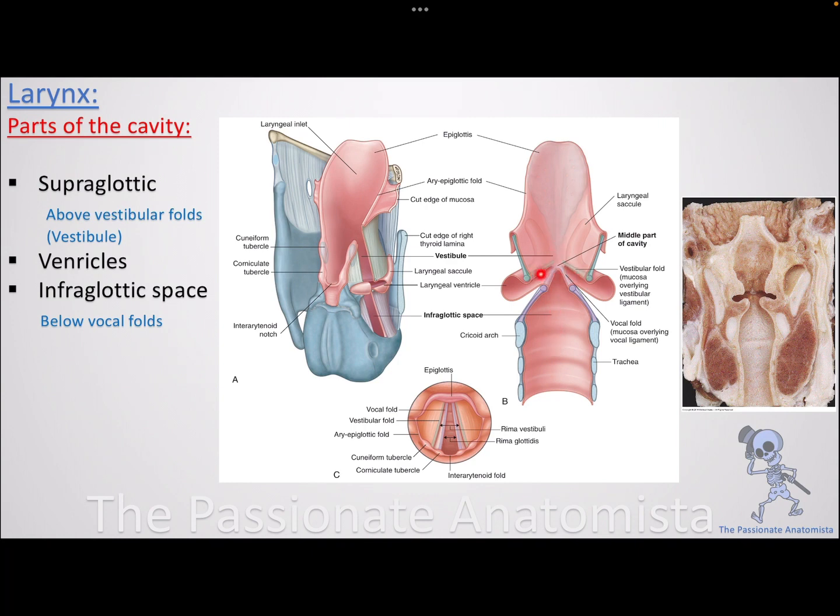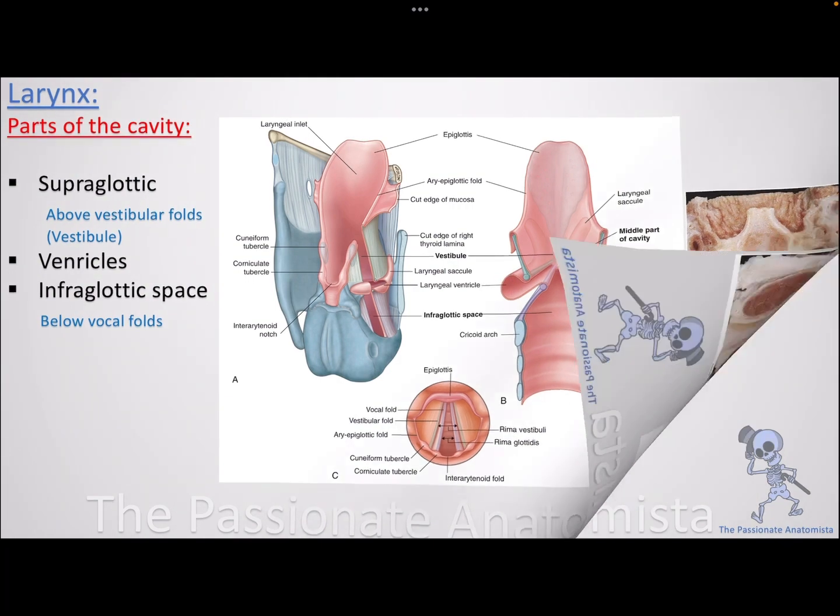Between the vestibular folds, we have what we call the rima vestibuli. Rima is basically the space between them. If you look at a top view, between the two vestibular folds we call it the rima vestibuli, and then down between the two vocal folds we call it the rima glottidis, and between them again we have the ventricles. We already talked about that previously.